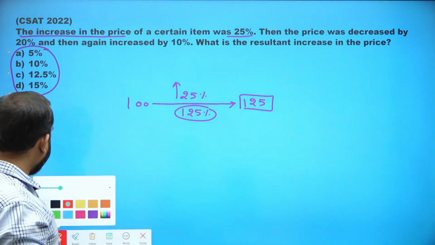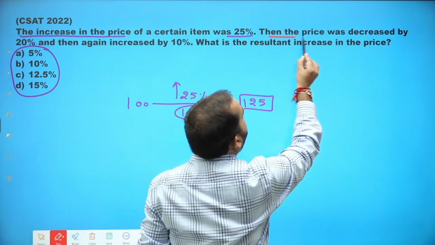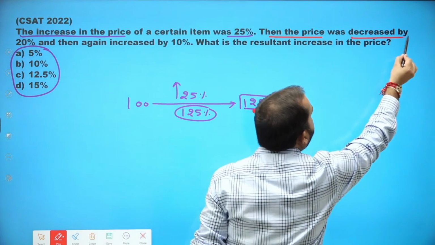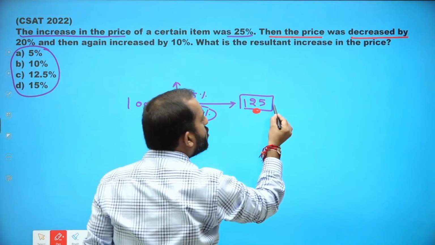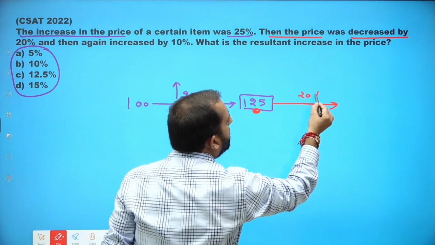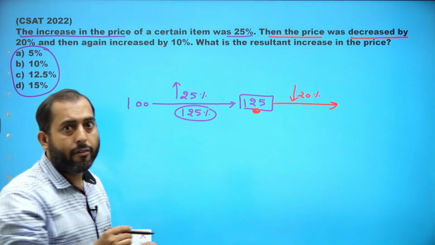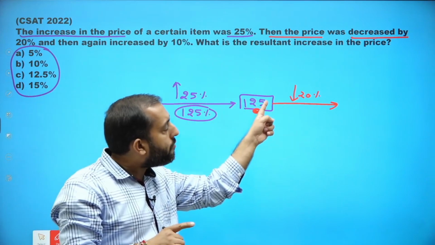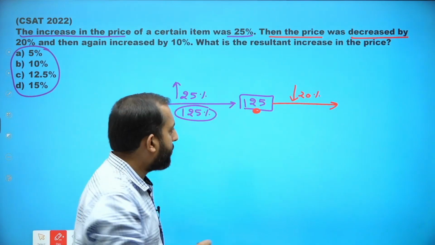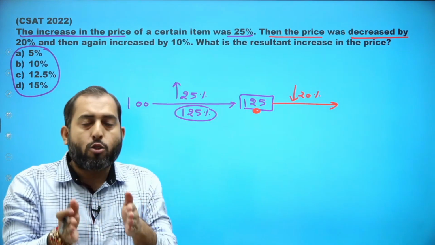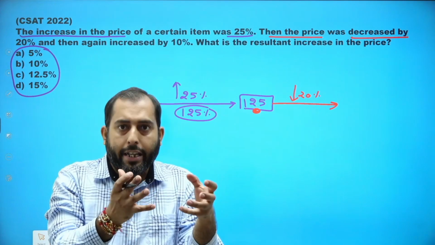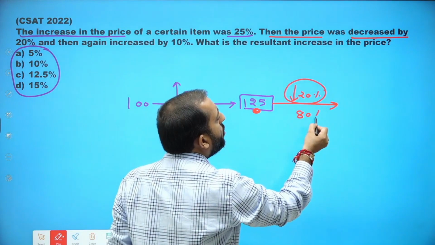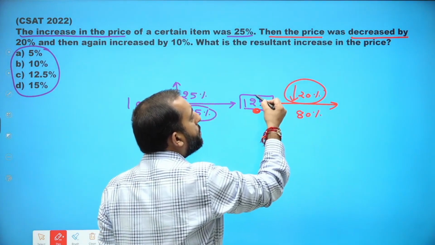Now the next statement is, then the price was decreased by 20%. Now we are talking about this 125, not this 100, the very initial price. This 125 is decreased by 20%. So 100 minus 20 is what? 80. So a decrement of 20% means the new value will be only 80% of the previous value.